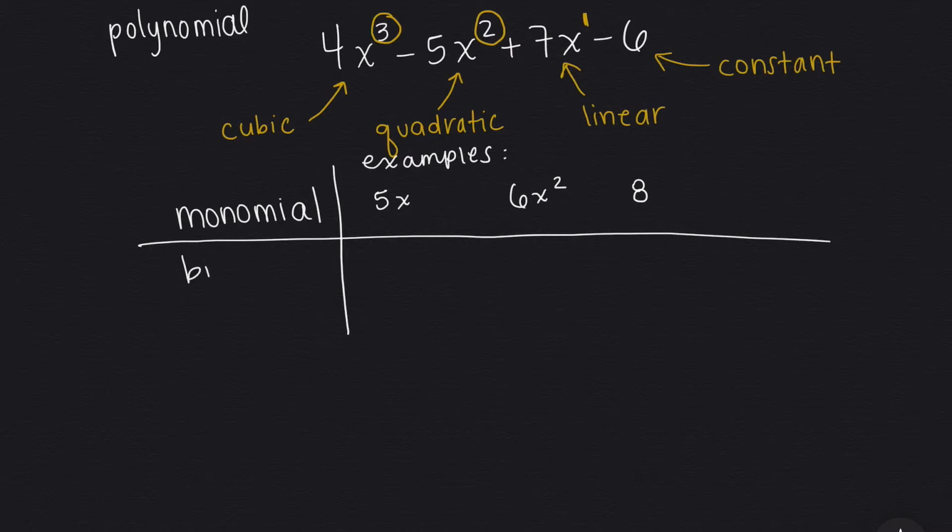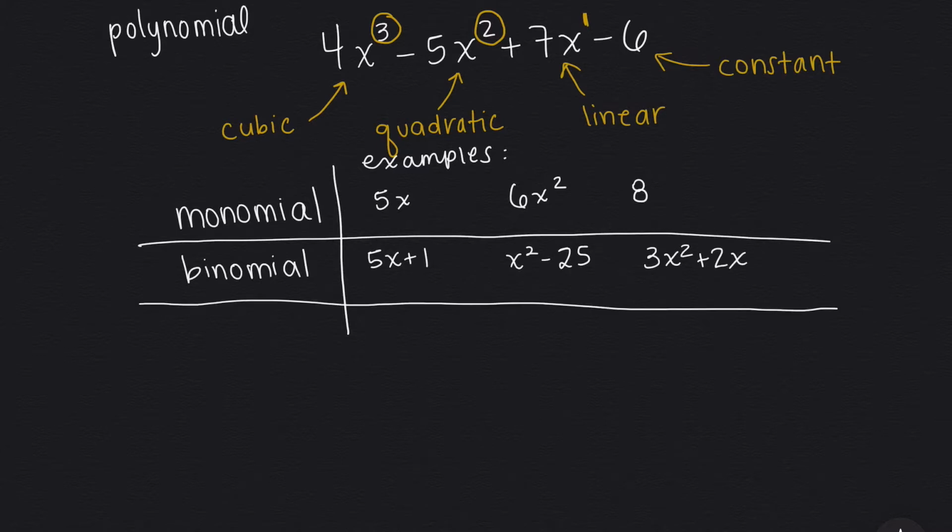We also have binomials. Remember, binomial means you have 2 terms. Notice the prefix bi. Some examples of binomials would be 5x plus 1, or x squared minus 25, or 3x squared plus 2x. We can also have trinomials, and if you were to take a wild guess, how many terms do you think a trinomial has? The word tri lets you know that we're talking about 3. An example of a quadratic trinomial would be x squared plus 8x plus 15, or another one would be 6x squared minus x minus 12.